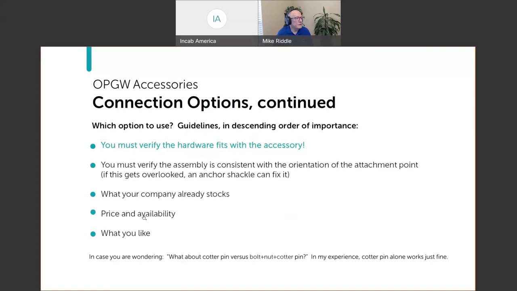Like I say, it has to fit in there, and plus it has to be consistent with the orientation of the attachment point. And if that mistake gets made, usually you can easily correct it with an anchor shackle, because that allows you to turn 90 degrees. So first, make sure the hardware fits. Check that it's consistent with the orientation of the attachment point.